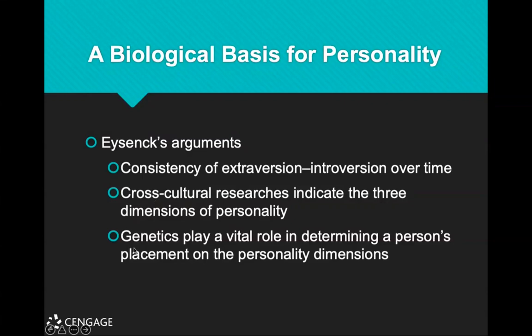And the third and the most important was that he said genetics played a vital role in determining a person's placement on the personality dimensions. And this is where we come more in tune with the biological basis of personality. It could be certain genes that are elevated, certain chemicals in the brain, certain expressions, repressions, epigenetic mechanisms. All of these biological mechanisms lead people to behave in certain ways that stay consistent over time, that together form the dimensions of personality, that shape their personality.